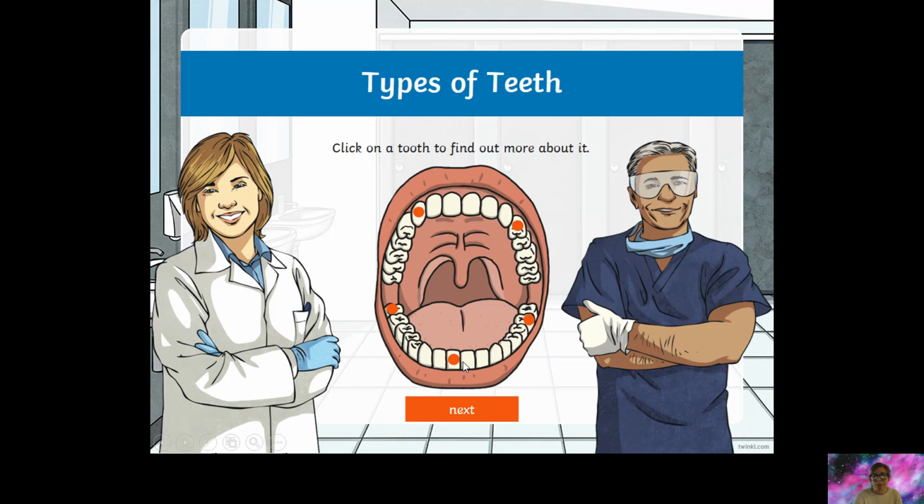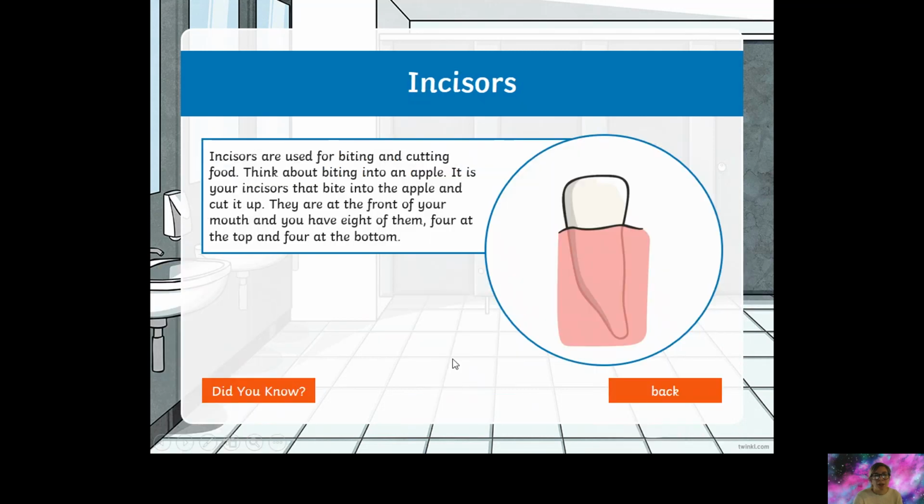Okay, so the only ones we haven't learnt about are these front ones here and these front ones here, which obviously would be the same type of teeth. So these are called incisors, and they're for biting and cutting food. So think about biting into an apple. It's your incisors that bite into the apple and cut it up. So they are at the front of our mouth, and we've got 8 of them, 4 at the top and 4 at the bottom. Children have 20 teeth, and a full adult set contains 32 teeth. So if you have all of your teeth as an adult, including your wisdom teeth, you should have 32 teeth.